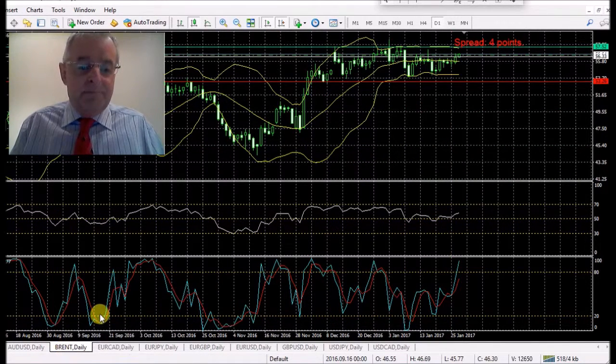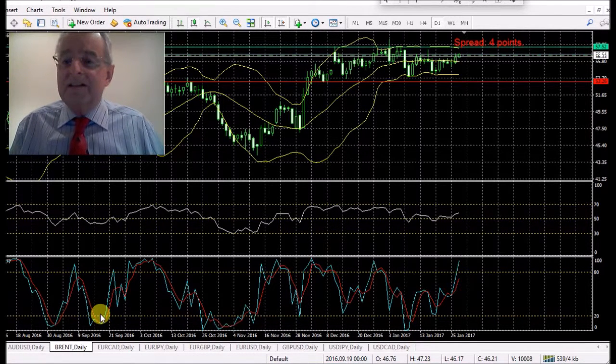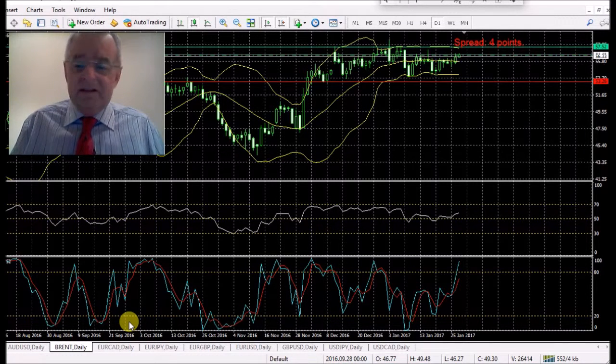Yeah, the Brent daily, it's actually moved up on us. So we got into that yesterday, and it's actually longed just a little bit. So we're still looking for that to short.